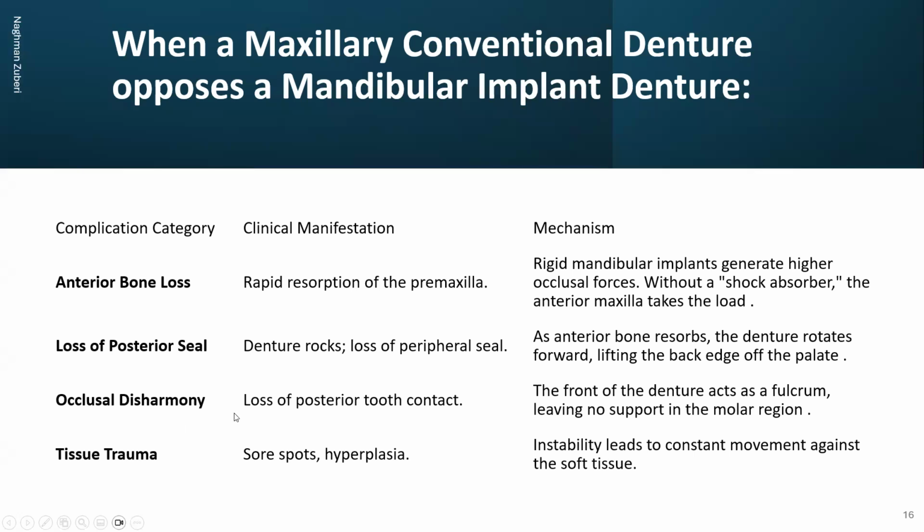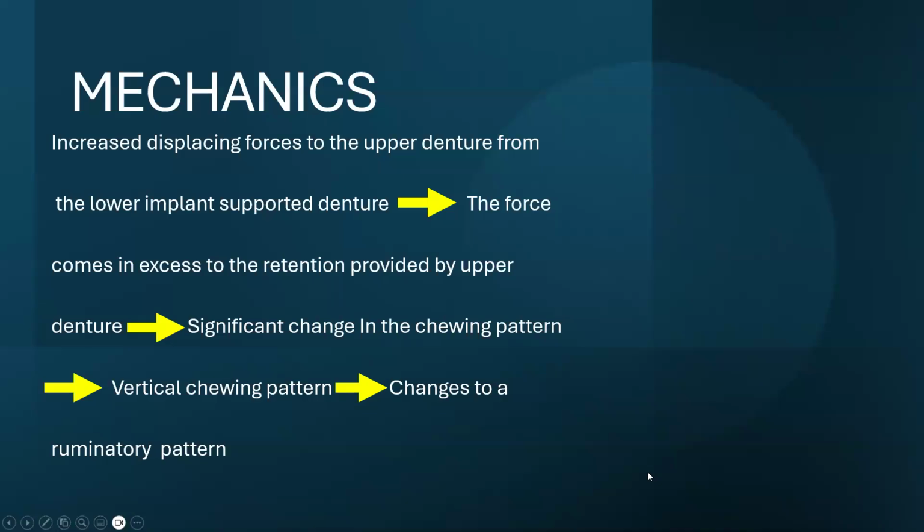Occlusal disharmony: loss of posterior tooth contact. Mechanism: the front of the denture acts as a fulcrum, leaving no support in the posterior or molar region. Tissue trauma: there will be sore spots or hyperplasia. Instability leads to constant movement against the soft tissue. So mechanics: increased displacing forces to the upper denture from the lower implant supported denture. The force exceeds the retention provided by the upper denture.